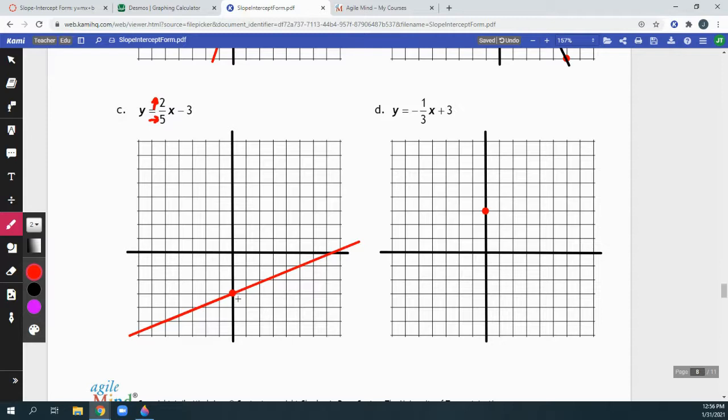And we have b equal to -3. And up 2 and over 5. That's how we graph it. This one needs to go, notice it has a minus. That means it's going down. So it's going to go down 1 and over 3. So down 1 over 3, down 1 over 3. Going the other way.